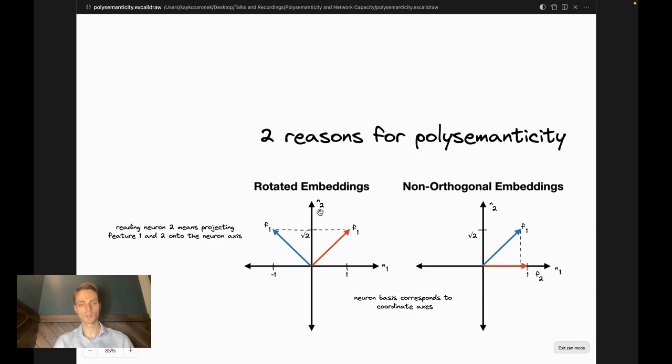As you can see here, if I were to read out neuron 2, I'd project feature 1 onto this axis and feature 2 as well. That would make it much harder for me to interpret this neuron. The other reason might be that the features are embedded non-orthogonally. Here, they were embedded orthogonally but rotated. In this case though, we have non-orthogonal embeddings. So feature 2 here actually lines up with neuron 1, but feature 1 doesn't line up with neuron 2. If we were to read out neuron 1, we would also incur polysemanticity because we would get a strong signal from feature 2 and from feature 1.